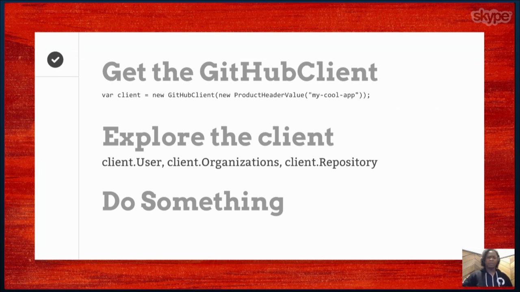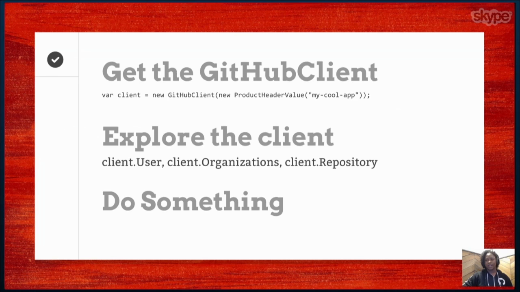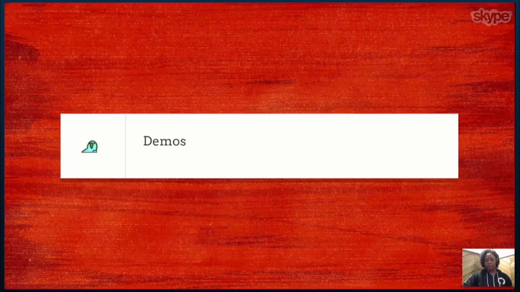Thanks. Sure, no problem. So to get started, we make a new GitHub client, put a product header value, which is also your user agent, and we'll get into that a little later about what that is. And then you kind of just poke around, explore the client, see what it does, get some repos, get information about you, and make something. So let's see what else we're going to do. Now I'm going to show you some demos on how to use it.